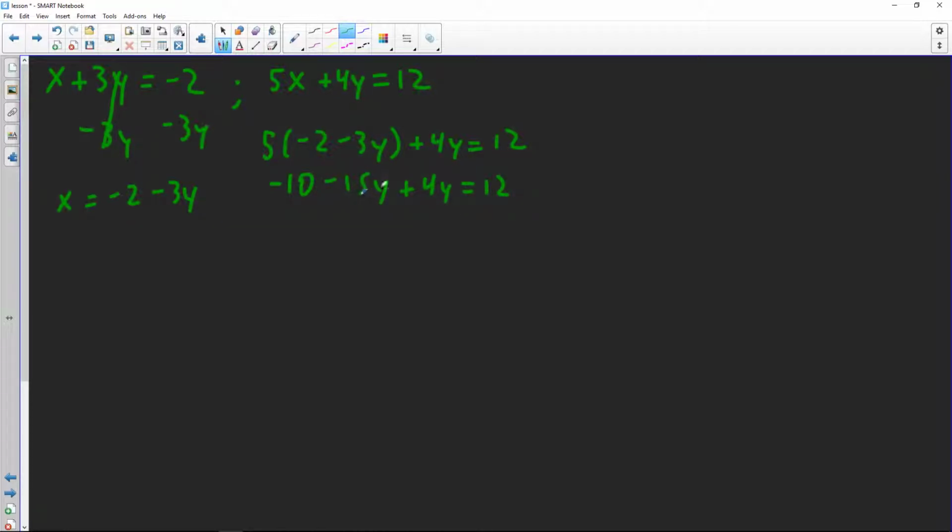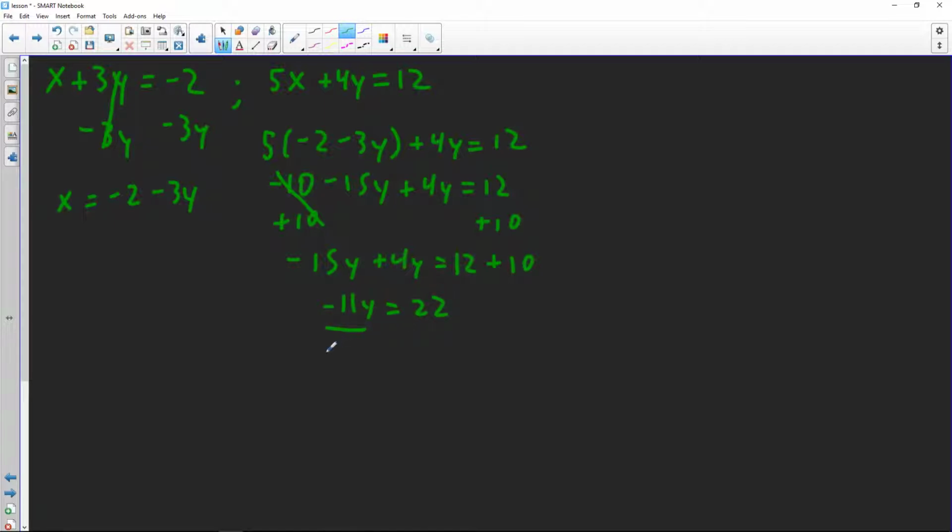So let's just get all the y's by themselves. So let's move this 10 over to the other side, plus 10. Okay, so that cancels that out. So we're going to have negative 15y plus 4y is equal to 12 plus 10. So we're going to have negative 15y plus 4y, so that's negative 11y is equal to 22.